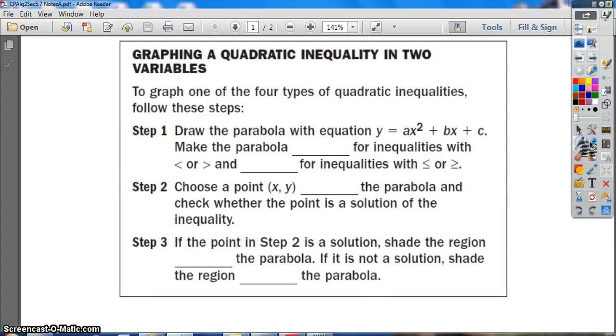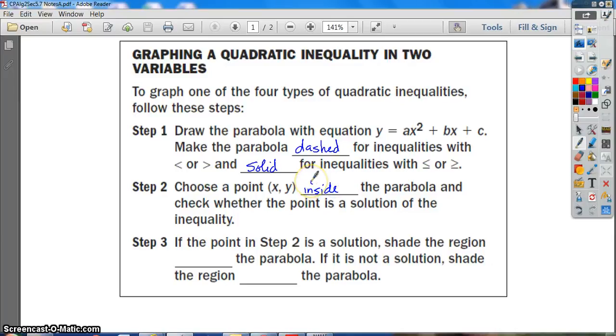When you do the less than or greater than, you're going to use your parabola. Make the parabola dashed for inequalities with greater than or less than, and you'll make it a solid line, make the parabola solid, for the inequalities with less than or equal to or greater than or equal to. You're going to choose a point x and y.